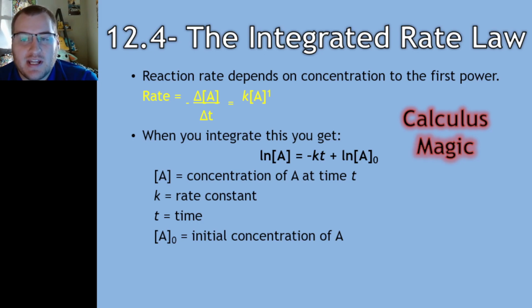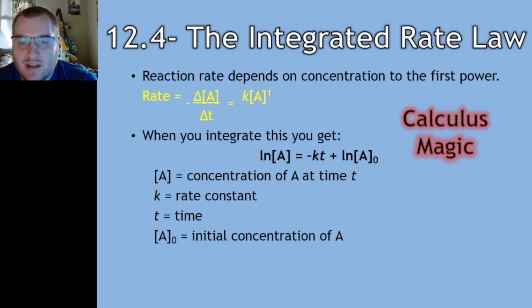Calculus magic allows you to integrate this. Take the integral of both sides, do a little fancy math, and you get this formula from it. I'll show you the derivation in class if you want to see it. I had to do it myself because I couldn't remember how to do it. But this is our new formula, basically. The second formula on the bottom, ln[A] equals negative kt plus ln[A]0, the initial concentration of A. If you're confused where the ln's came from, it's just calculus magic.